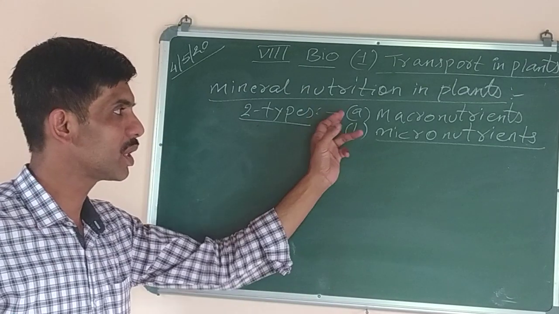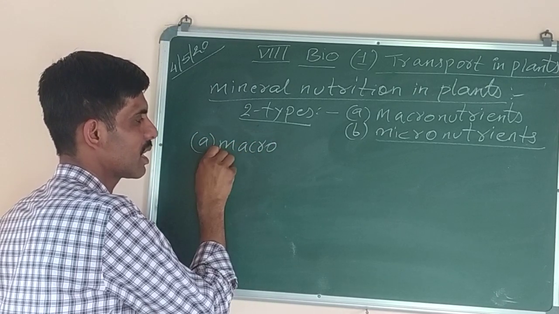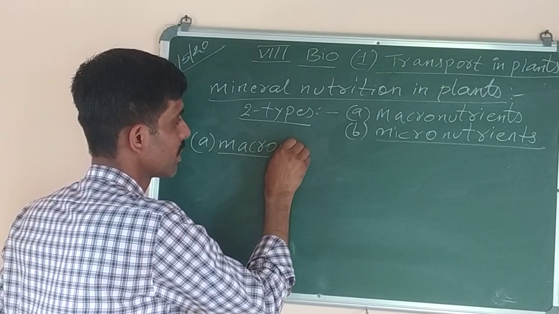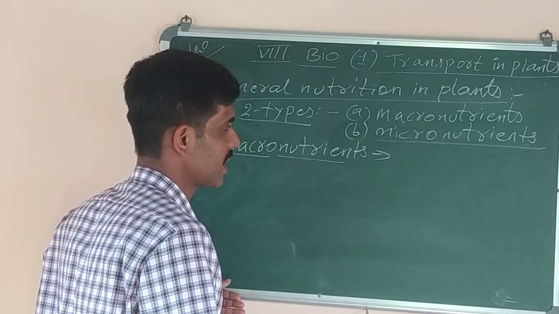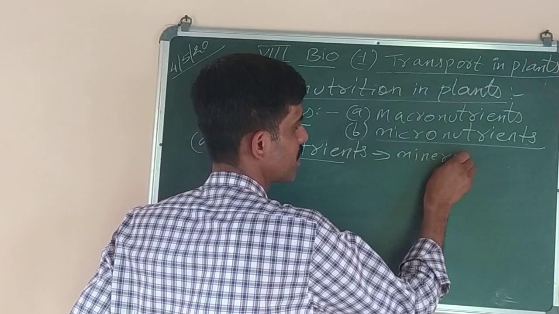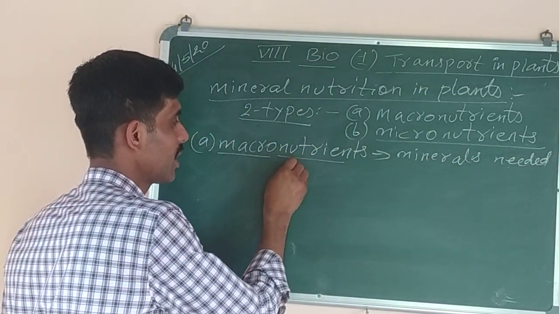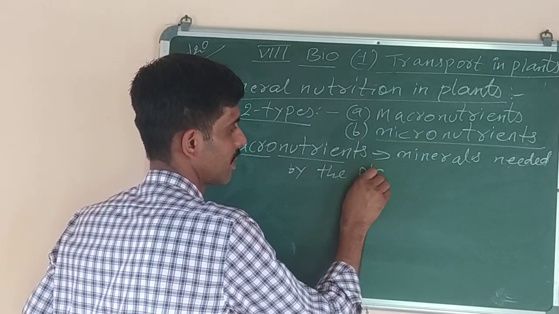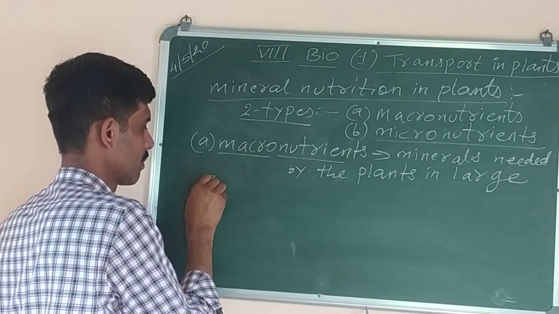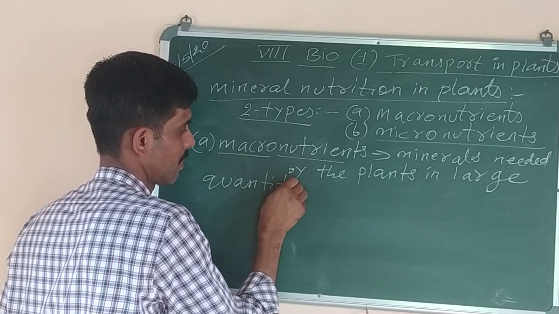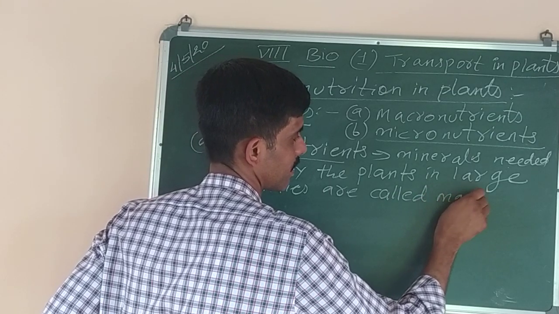What are they? Macronutrient. What is macronutrient? Let's come to the macronutrient first. Macro means large quantity or bigger quantity. So nutrients which are required by the plant in large quantity is called macronutrients. Minerals or the nutrients needed by the plants in large quantities are called macronutrients.